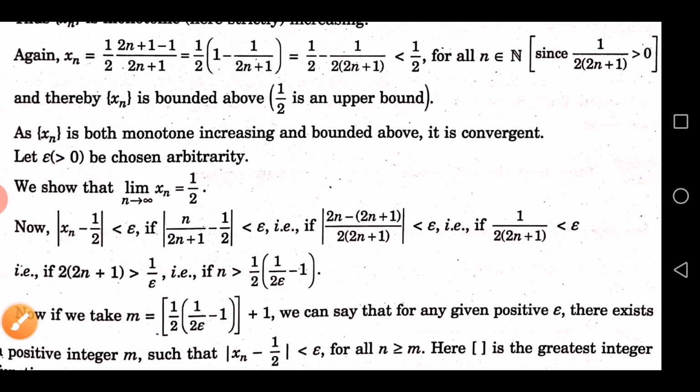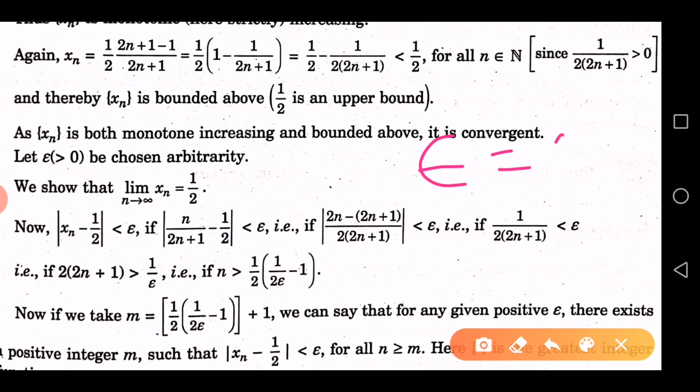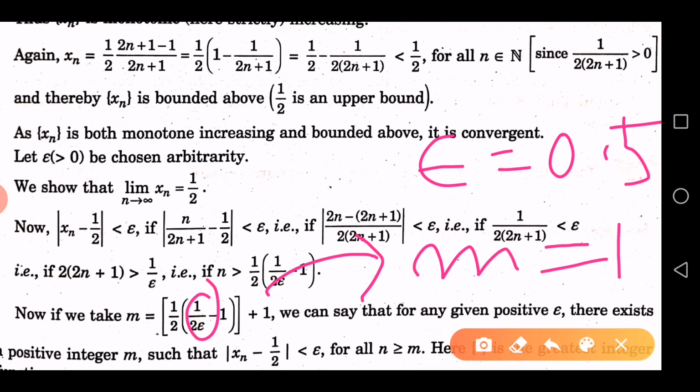And lastly, for any particular epsilon, we can also evaluate the value of m, where m is a positive integer. For say epsilon is equal to 0.5, we have 1 by 2 epsilon is equal to 1 by 1, that is 1, minus 1 is 0. So we have m is equal to 1. So for epsilon is equal to 0.5, we have m is equal to 1. That means mod of xn minus half less than 0.5 whenever n is greater than equal to 1.